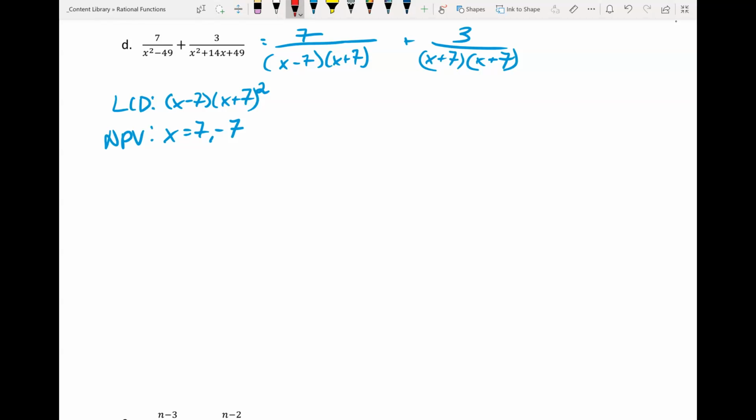All right, so the next thing that we can do is determine what we're going to multiply each rational by so we can get this LCD. So our first rational, we multiply top and bottom by x plus 7, so we can get that x plus 7 all to the power of 2. And then for our next rational, we need to multiply this by x minus 7 because that's what we're missing. I'm going to leave the denominator alone, but I'm going to simplify our numerator. So that'll be 7 times x, which is 7x, and then 7 times 7, which is 49.